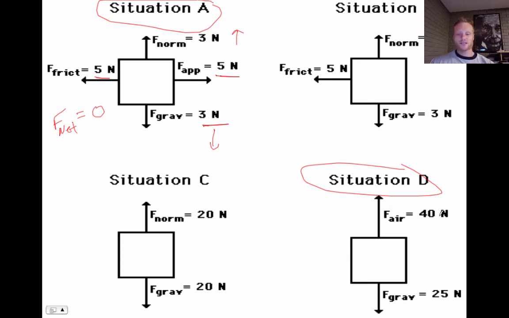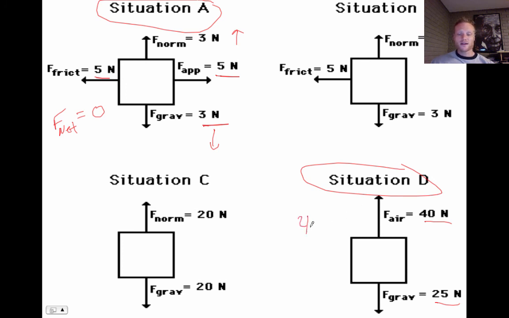Let's take a look at situation D. In situation D, we have no forces in the horizontal direction, right? So we don't have to worry about anything with that. We do have some forces in the vertical direction. We have the force of air resistance as 40 newtons and the force of gravity as 25 newtons. Is there a net force? Is there a difference between these two numbers? And the answer is yes.